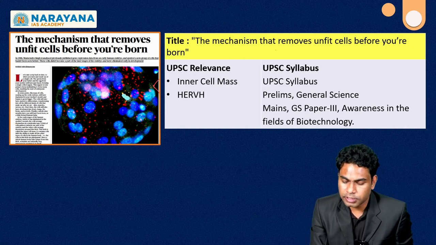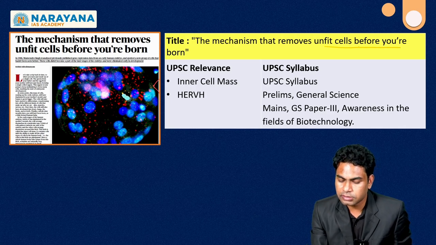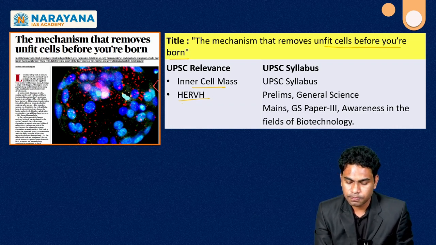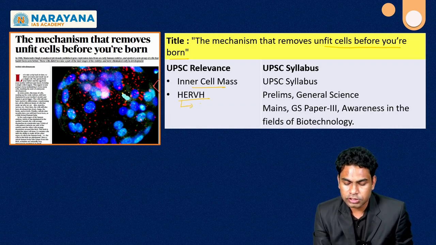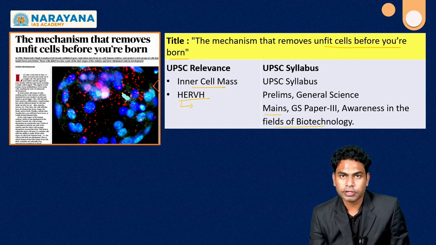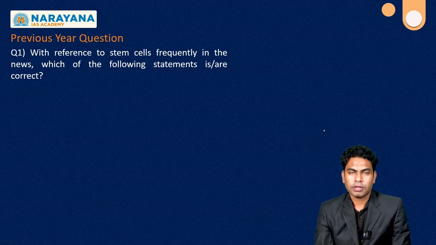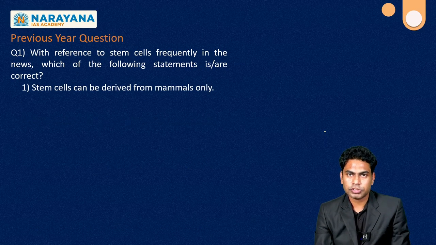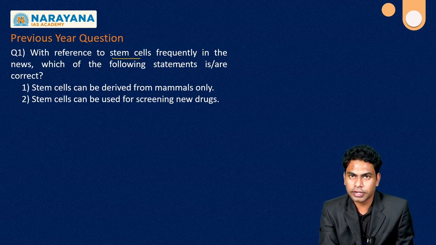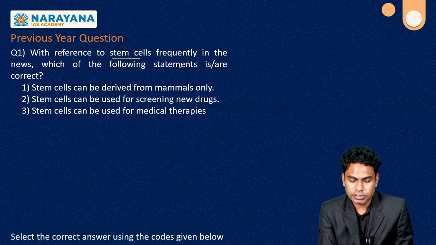So the title of the topic is Mechanism that removes unfit cells before you are born. The relevance of the topic: inner cell mass, HERV, that is human endogenous retrovirus, for Mains awareness in the field of biotechnology. In the previous years, we have seen questions related to stem cells. Stem cells, we are going to see how this is related to the topic that is under discussion.